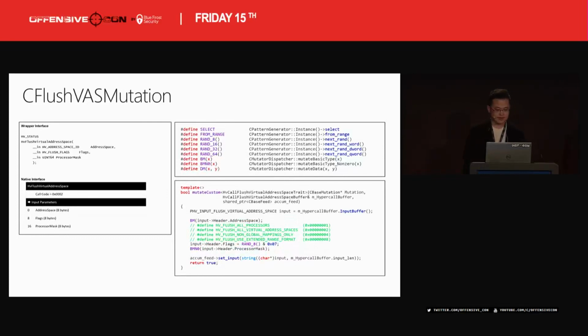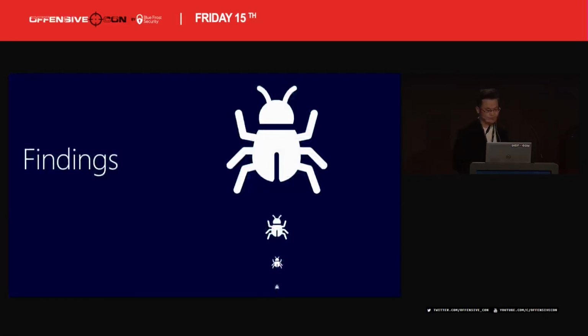The macro BM is a wrapper for the mutator dispatcher interface. It can be directly applied onto a primitive data field, regardless of its actual data type, thanks to C++ templates.